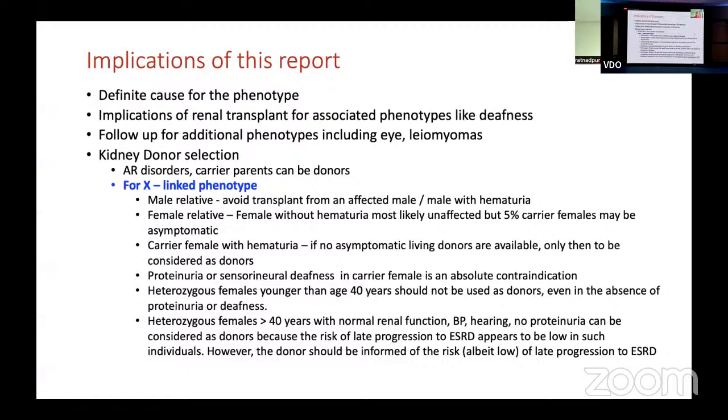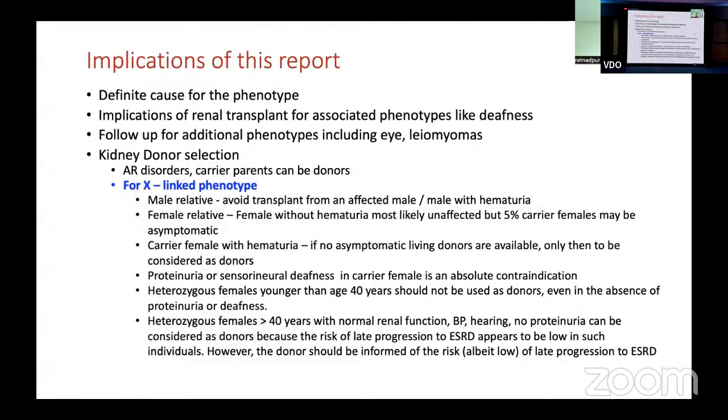The 4th thing that is very, very important is kidney donor selection. And this is really relevant for X-linked disorders. Carriers of autosomal recessive disorders can be donors because there you need 2 changes to cause disease. However, when we have an X-linked phenotype, it is better that a symptomatic woman who has hematuria is not the donor of the kidney.